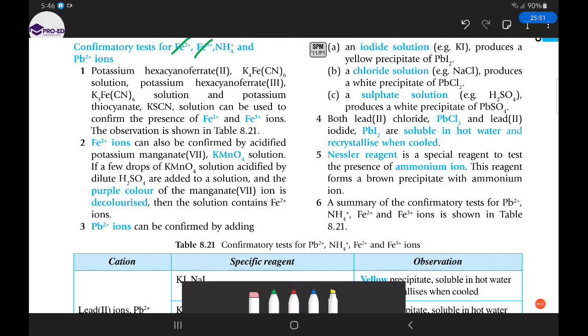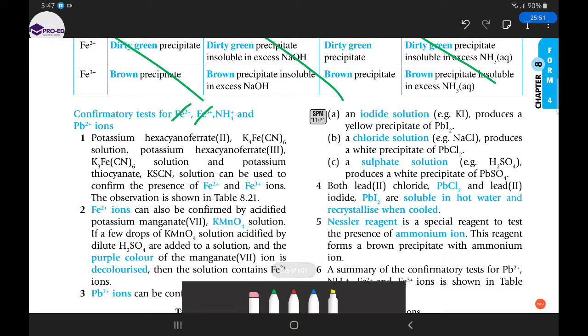Lead(II) ions can be confirmed by adding an iodide solution. For example, you can add potassium iodide, up to you. You can add sodium iodide, magnesium iodide, whatever. As long as you add an iodide solution, you can test for Pb2+ ions, because when lead ions mix with iodide ions, it will form lead iodide, and lead iodide is an insoluble salt that will form a yellow precipitate.